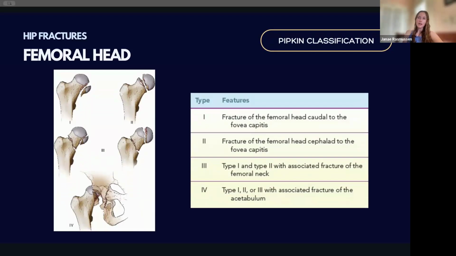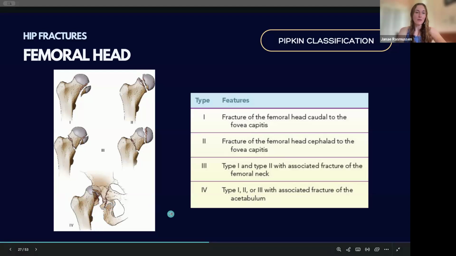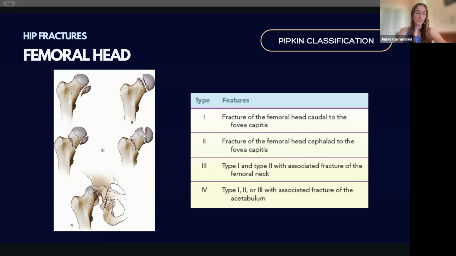So one of the first classifications is called the Pipkin classification, and we use this for the femoral head. On this image here on the left, this is depicting the different types. In type 1, we have a fracture of the femoral head which is caudal, meaning below the fovea capitis. Type 2 is where you have a fracture of the femoral head that's cephalad, meaning above, cephalad thinking head, to the fovea capitis. Type 3 means that you not only have a femoral head fracture, but you also have a femoral neck fracture. And then type 4 is where you not only have a femoral head fracture, but also a fracture of the acetabulum. Most commonly, you'll see things like this in a posterior hip dislocation.